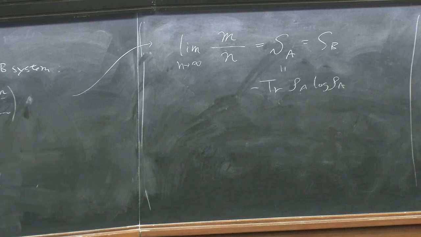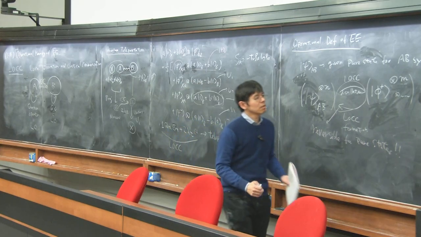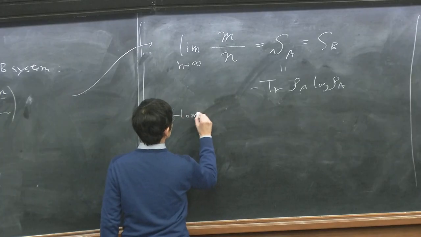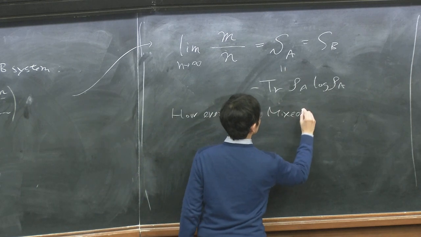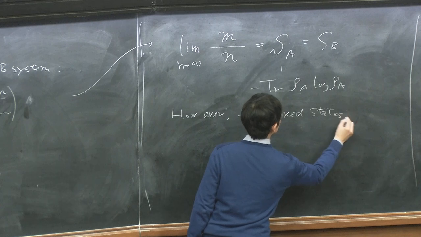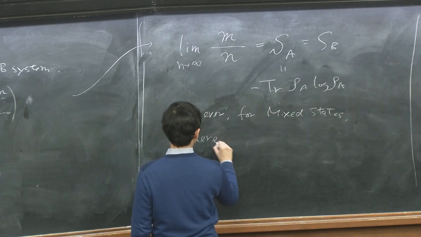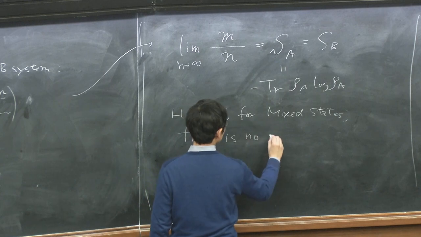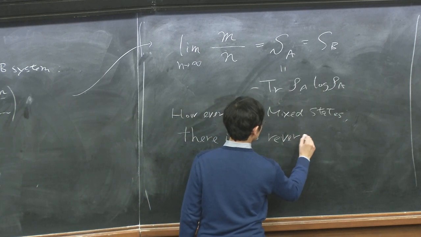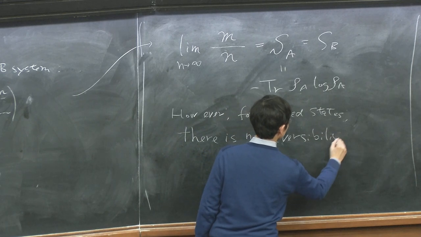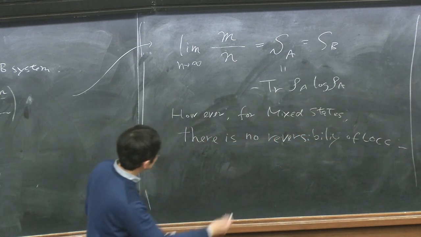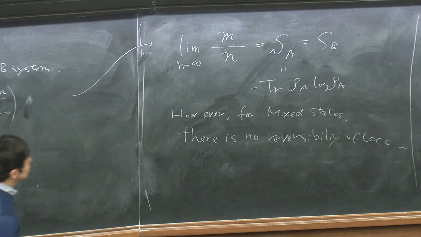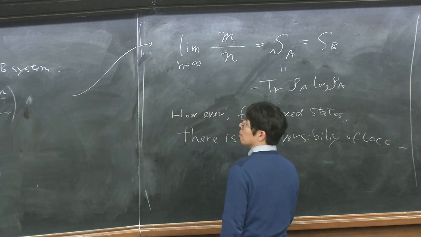So this is a very definite thing, and it's sort of analogous to thermodynamical equilibrium for pure states. However, for mixed states, there is no reversible LOCC procedure, no reversible LOCC extraction. So that way, we can actually have at least two quantities.